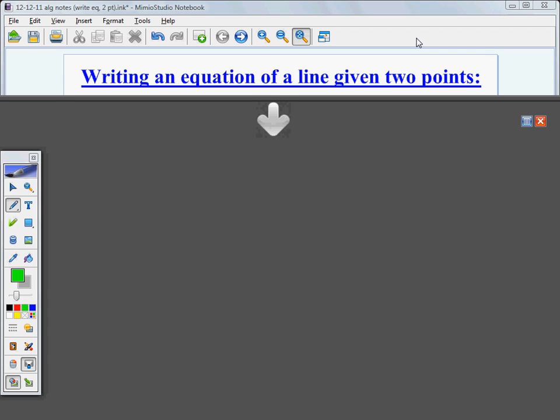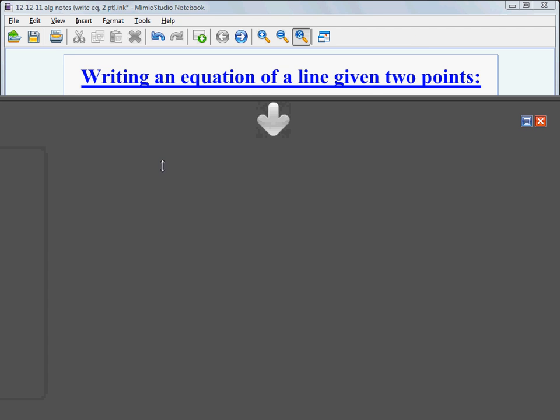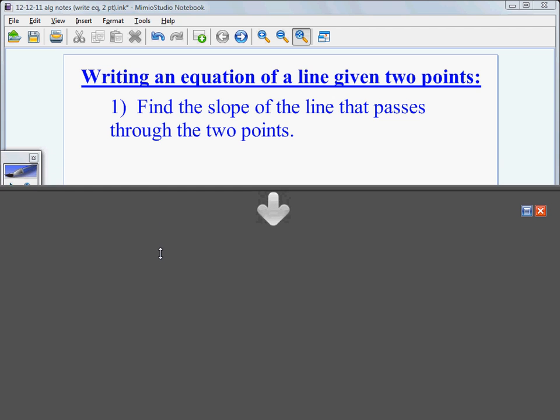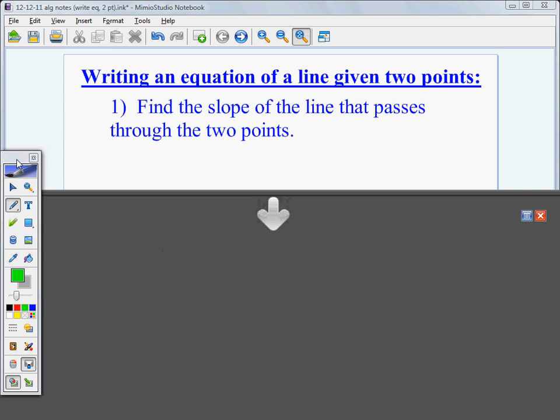In this lesson, we're going to write an equation of a line if you're given 2 points. We're going to be writing our equations in slope-intercept form. Basically, there are 3 steps that you need to go through to do this. The first step is to find the slope of the line that passes through the 2 given points.